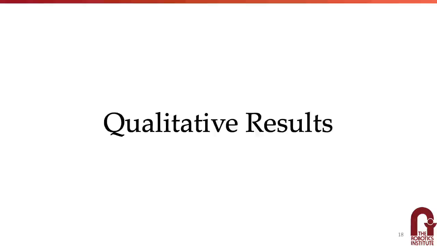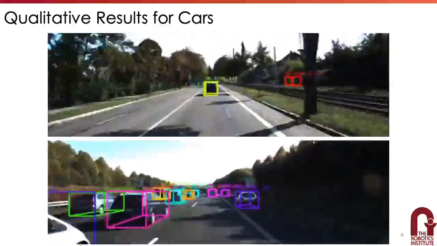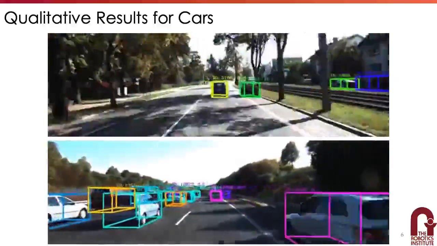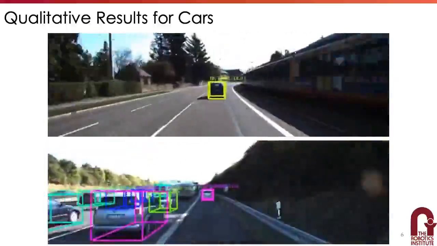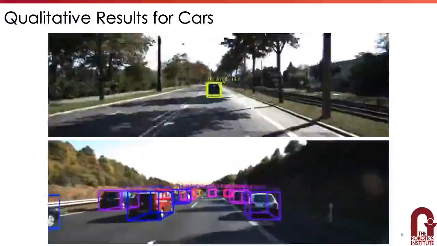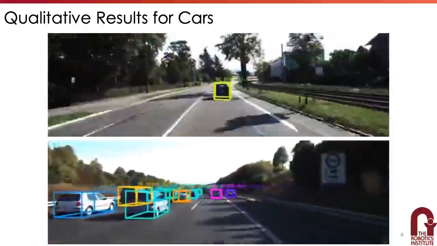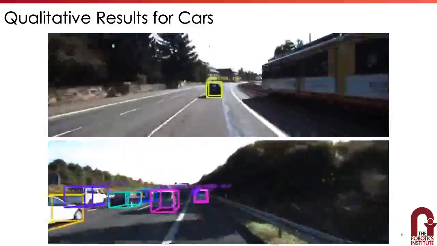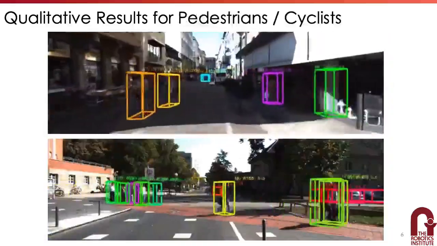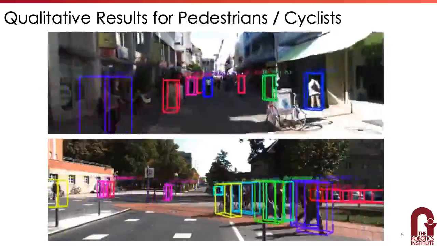Okay, qualitative results. We visualize the 3D trajectory outputs as colored 3D bounding boxes. Each colored box represents a single object tracked by our system. We show that our system can produce stable 3D trajectories over time across different sequences. Also, we show our results for pedestrians and cyclists.